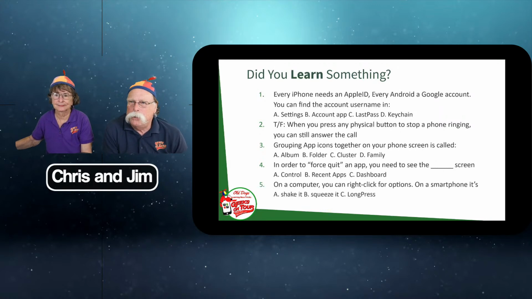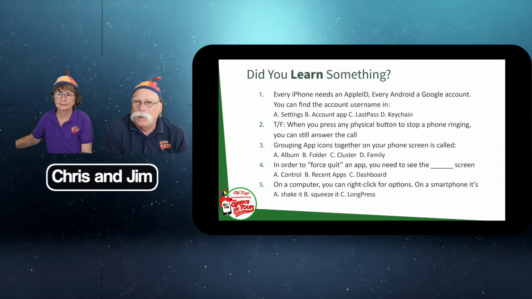Okay. On a computer, you can right-click for options. On a smartphone, it's A, shake it, B, squeeze it, C, long press. C, long press. Very similar to right-click.